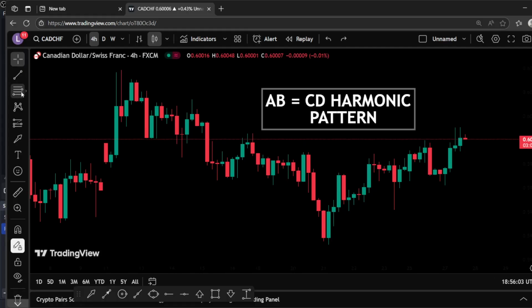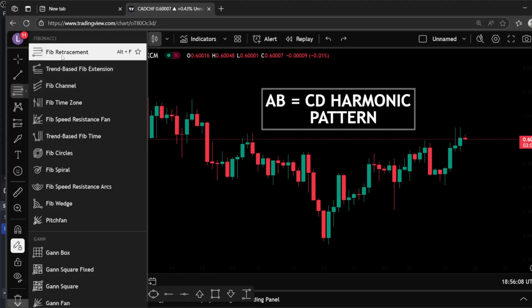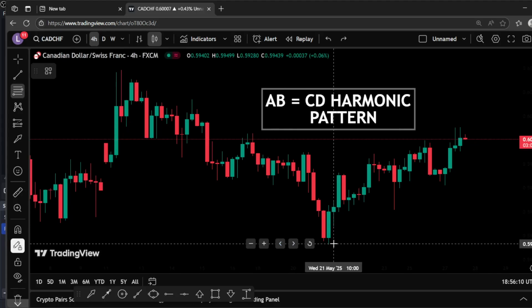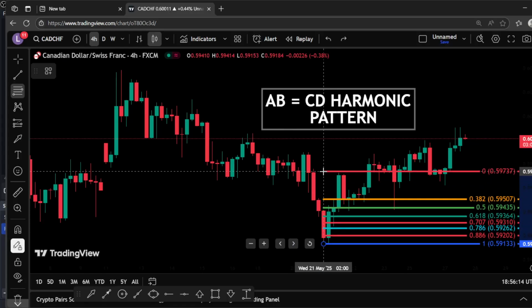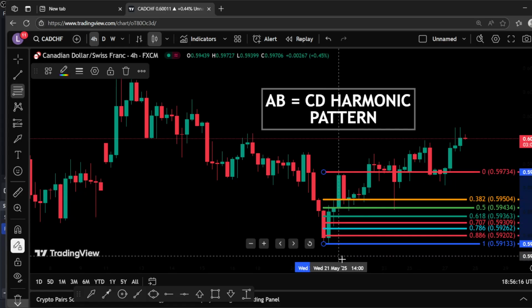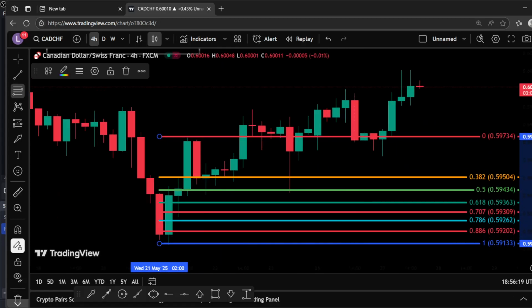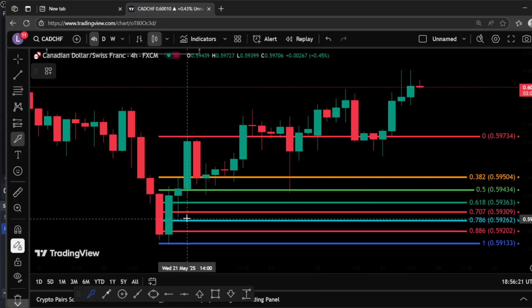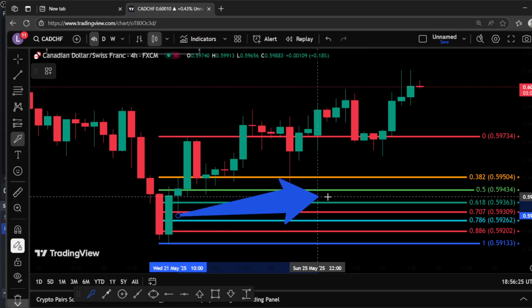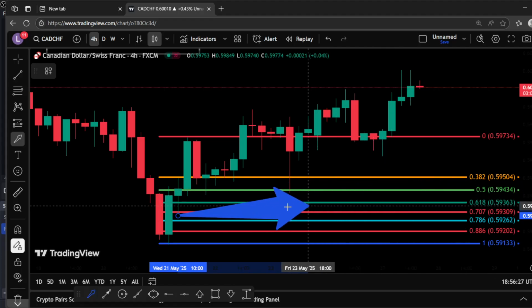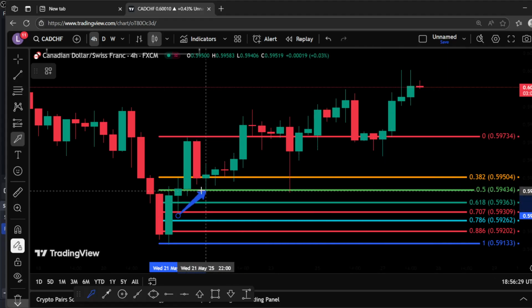So you take your fib retracement tool and you measure from the start of the impulsive leg to where it ended before a pullback. I'll zoom that for you. So as you can see, it's terminated at 0.5, this green line. Okay, so the reciprocal number of 0.5 is 2.